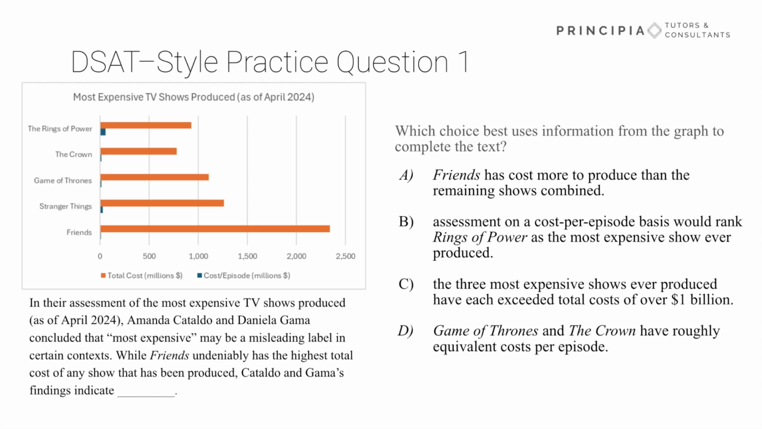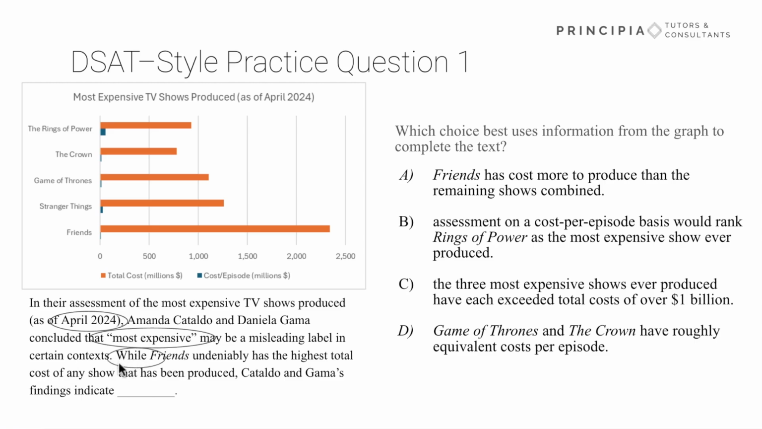All right, so what we can see here, if we apply our QT Pie strategy, some important things to note are the date, April 2024. We have names here provided. Some more important things to notice are the quotes around "most expensive," drawing emphasis, and so that ties into the main idea that "most expensive" may be a misleading label.